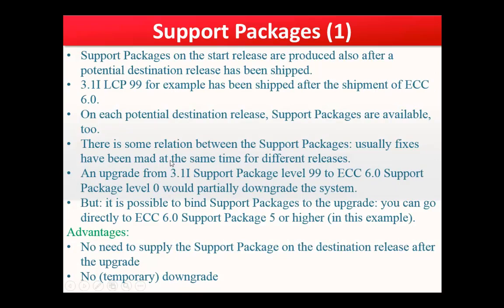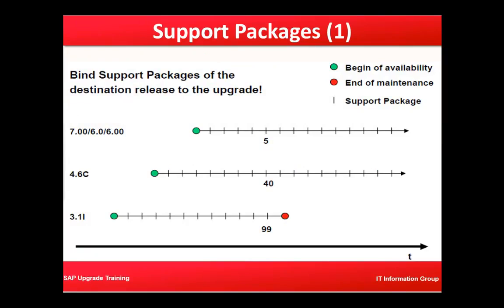Okay, so support packages on the start release are produced also after the potential destination release has been shipped. Basically in this particular slide, I am just telling you what we explained in the previous slide. Say for example, in 3.1i, SP 99 has been shipped after the shipment of ECC 6. So there are a couple of releases after that, and there are changes that happened after that.